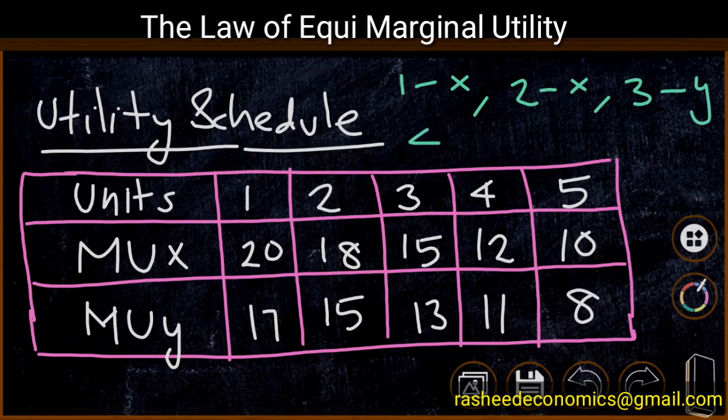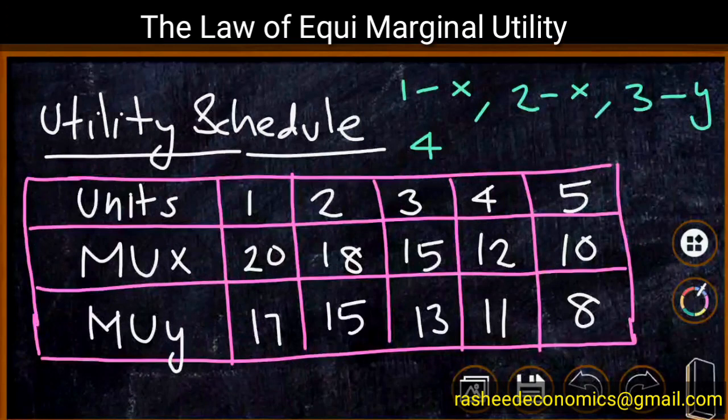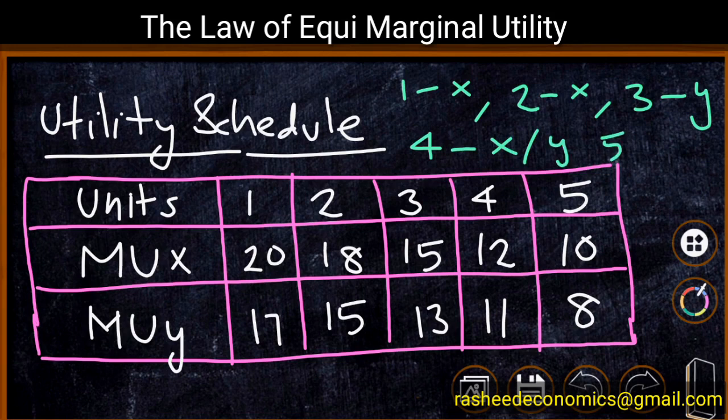For the fourth unit he will be in confusion, because both the units provide the same level of utility. In the case of the fourth unit, he has already consumed 2 units of X and 1 unit of Y. Now for the fourth unit, if the consumer consumes X or Y, both products provide the consumer the same level of satisfaction, and automatically he can consume either X or Y.